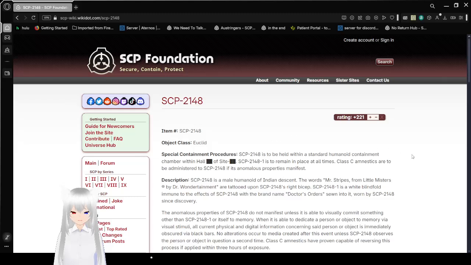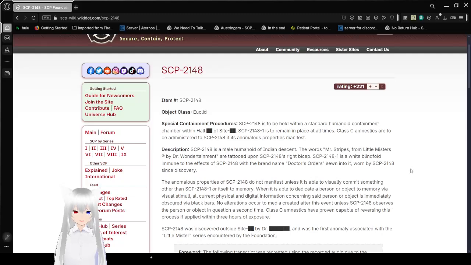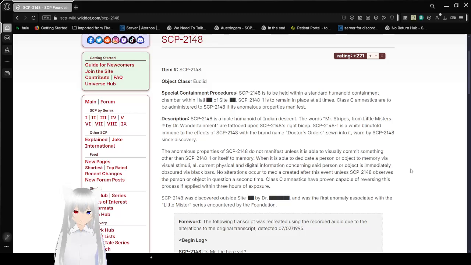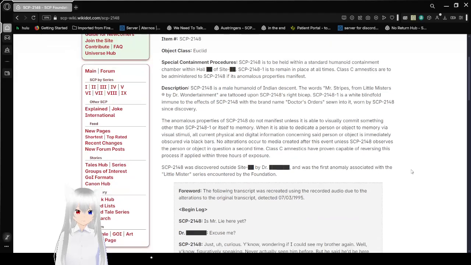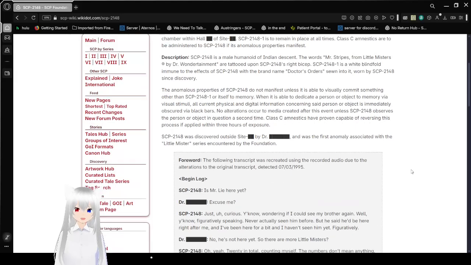Item number SCP-2148. Object class Euclid. Special containment procedures: SCP-2148 is to be held within a standard humanoid containment chamber within Hall Redacted of Site Redacted. SCP-2148 is to remain in place at all times. Class C amnestics are to be administered to SCP-2148 if its anomalous properties manifest. Description: SCP-2148 is a male humanoid of Indian descent. The words "Mr. Stripes from Little Misters by Doctor Wondertainment" are tattooed upon SCP-2148's right bicep.